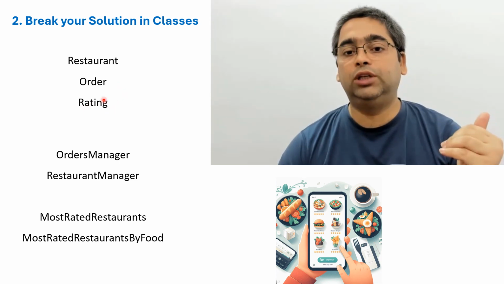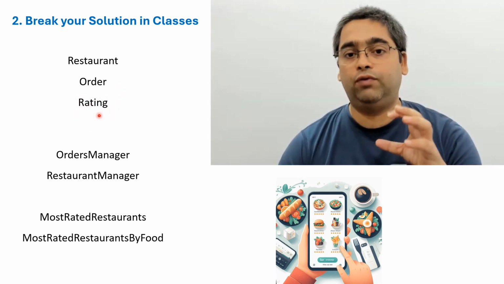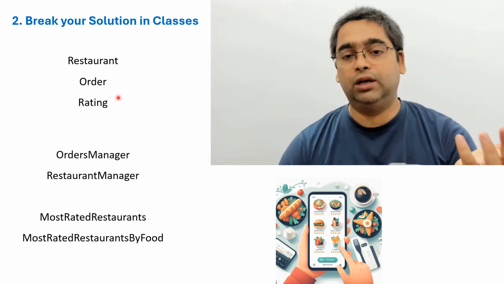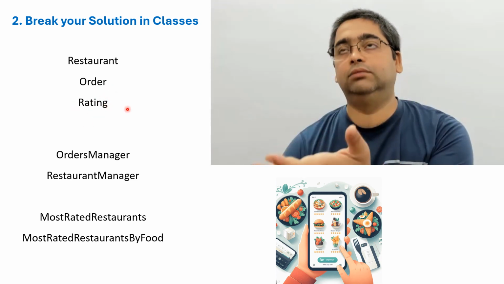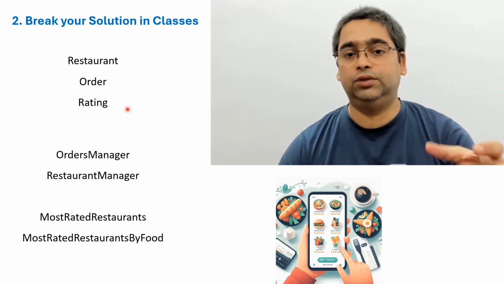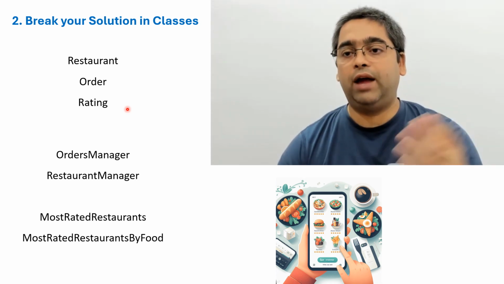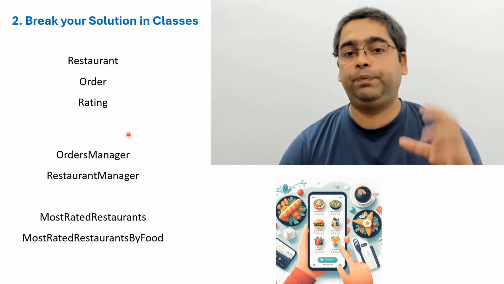Again, you also need to keep the cumulative rating or average rating of all the restaurants. So you need a rating class there, which will have the sum of all the ratings and typically the count of all the ratings, using which you can simply find out the average rating of the restaurant.